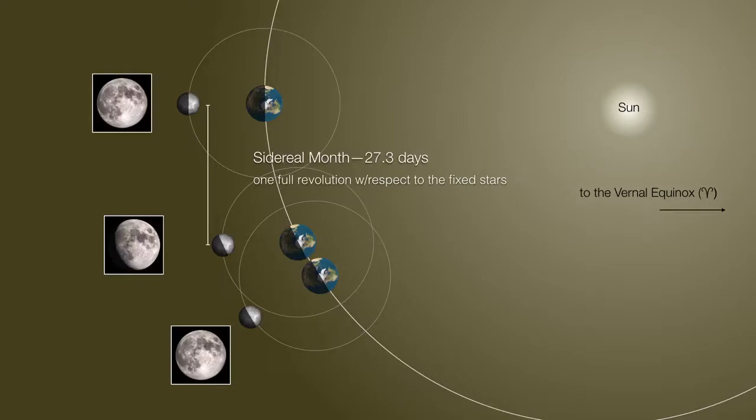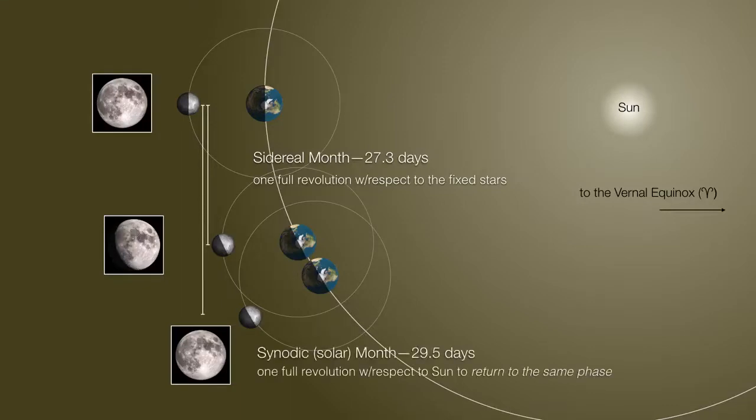So we need a couple of extra days of motion, and this gives us what's called a synodic month or a solar month, literally with respect to the sun. So this is what gets the moon back to the starting phase. And it wouldn't matter if we chose the new moon phase as our start phase or first quarter phase as our start phase. From any given phase to any given phase, it's going to take 29.5 days to get there.